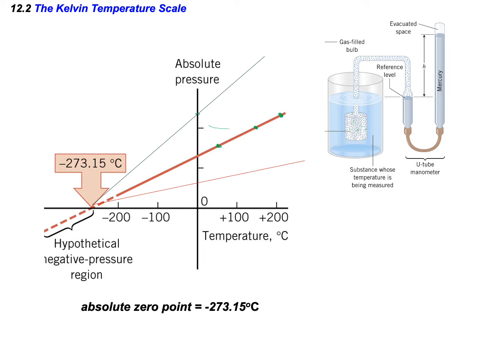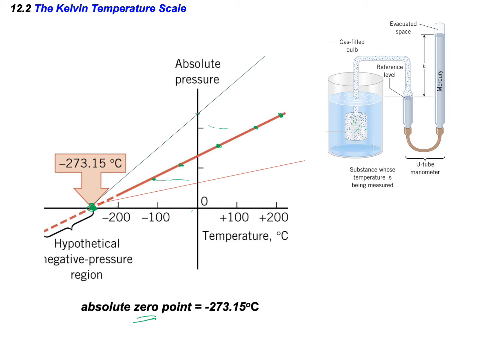Okay, so what will happen if you keep dropping the temperature? We know its pressure drops, and at one point when the temperature reaches a certain value, its pressure is zero. So the absolute pressure becomes zero. The temperature corresponding to zero pressure, we call it absolute zero.